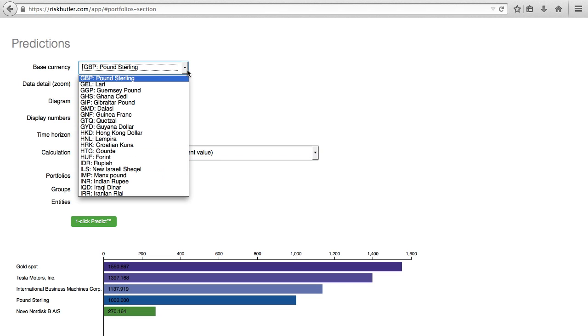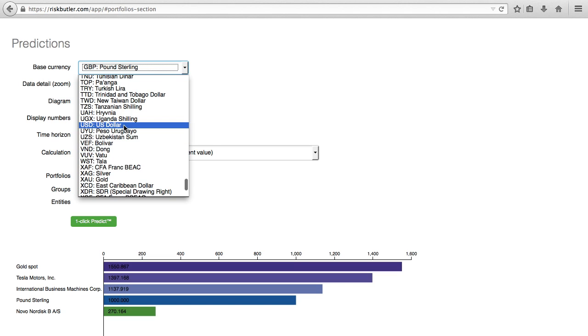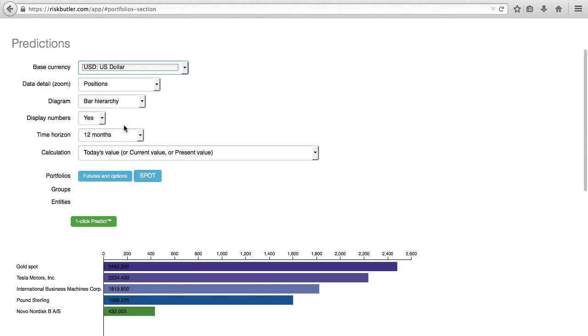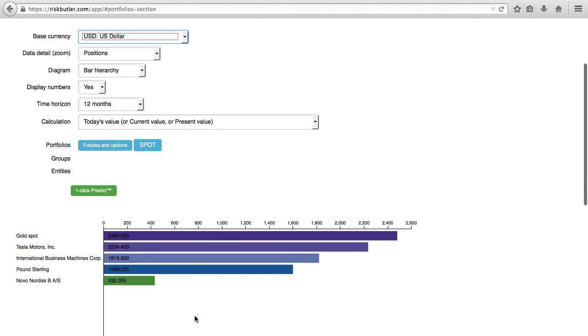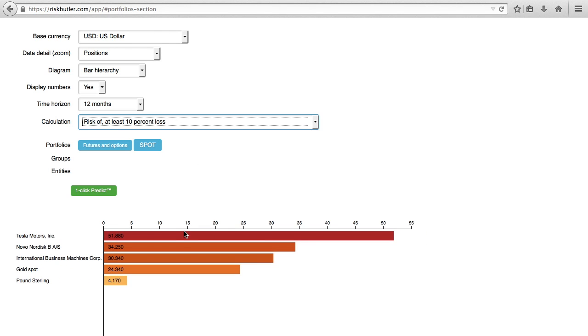If we go back to the dollar base currency, now we get a risk again on the pound sterling, and that's because we have now a risk on the difference between dollar pound FX rate. That's it.